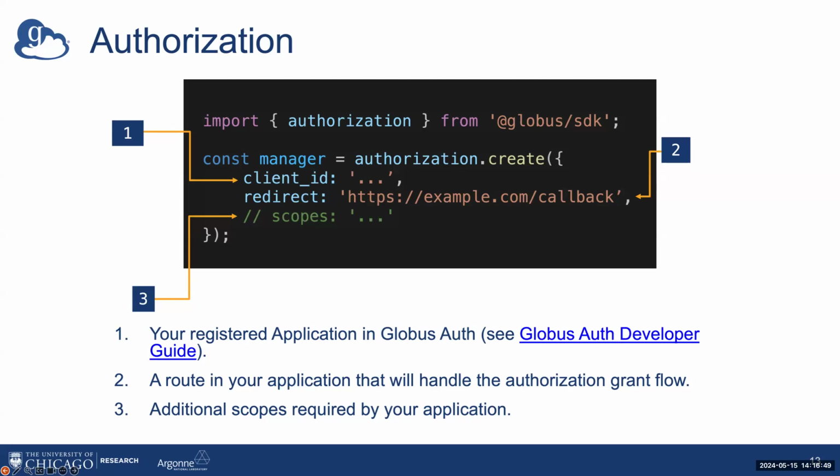In addition to the client ID, you need the route of your application where the authorization grant flow will be handled. I'm going to show a full diagram of this handshake and what this looks like. But a lot of times this is just the same route where you're creating the manager, or maybe you have a specific route where you're handling the redirect back from the OAuth authorization, like a /login or /authorize. So just the URL where you're going to complete that OAuth handshake.